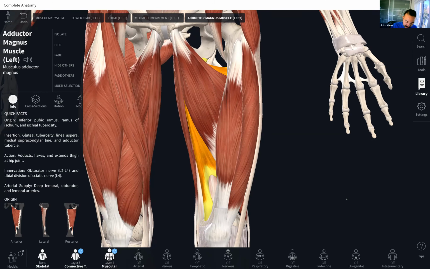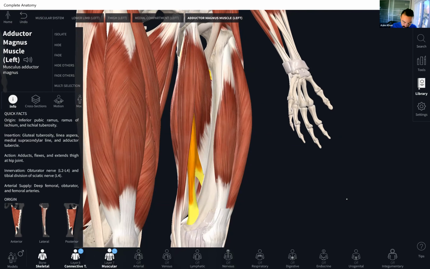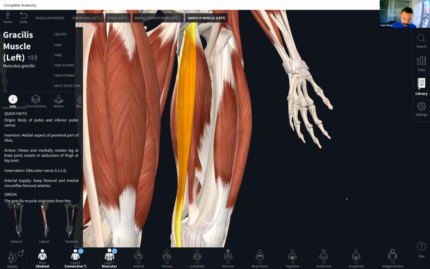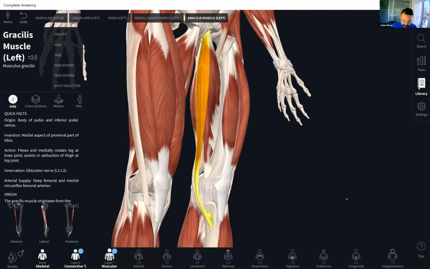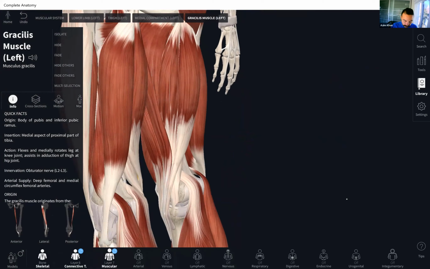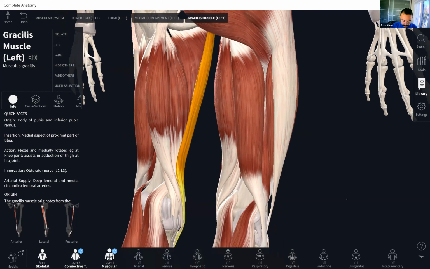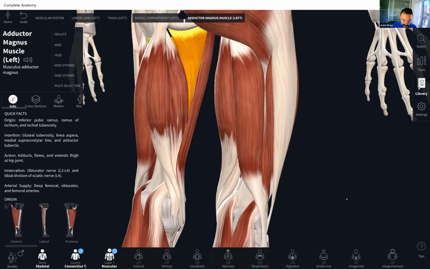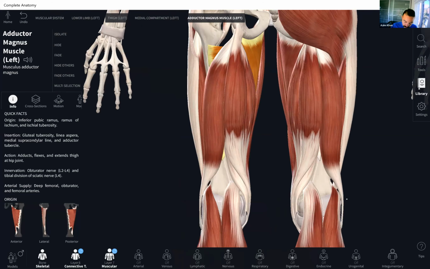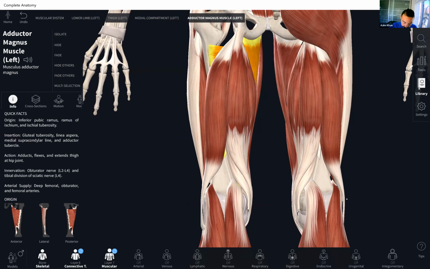And then medial to all of that, a long and slender muscle is the gracilis. It attaches all the way down to the tibia. There is the gracilis from a posterior view. Adductor magnus from a posterior view. Vastus lateralis from a posterior view.